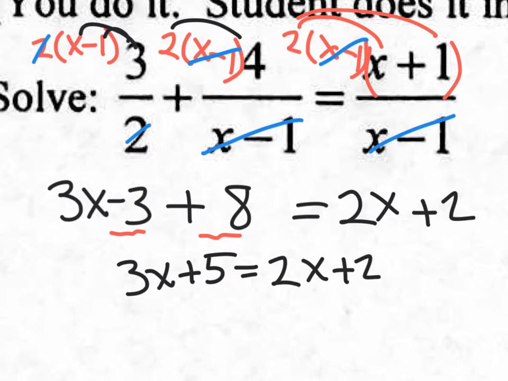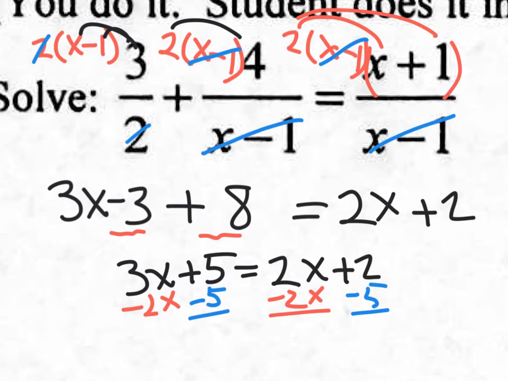And let's move the x's to one side. So I'm going to subtract 2x and subtract 2x. And I'm also going to do 2 steps in one. I'm going to also move the 5 over to the right by subtracting 5.